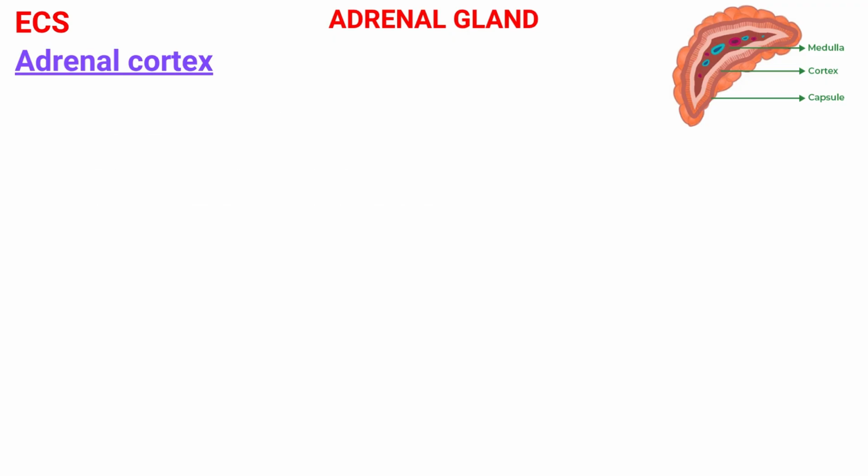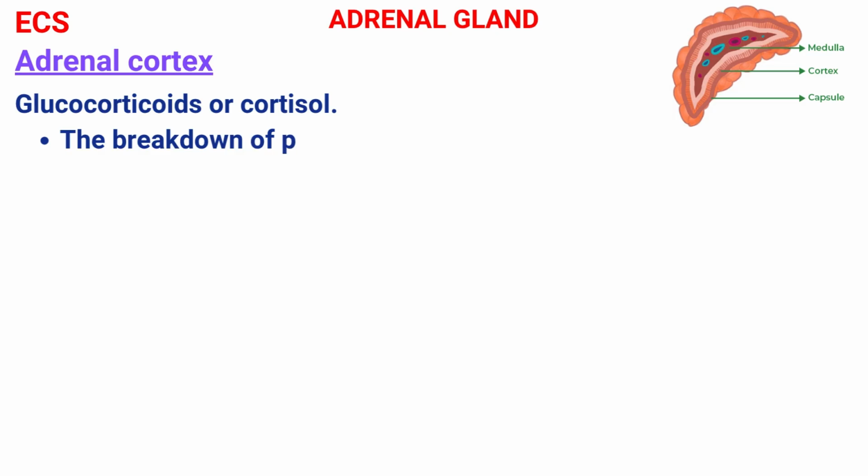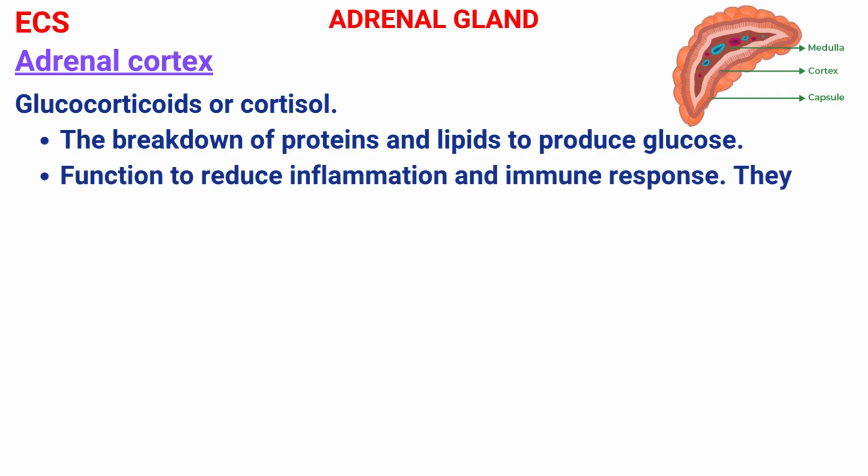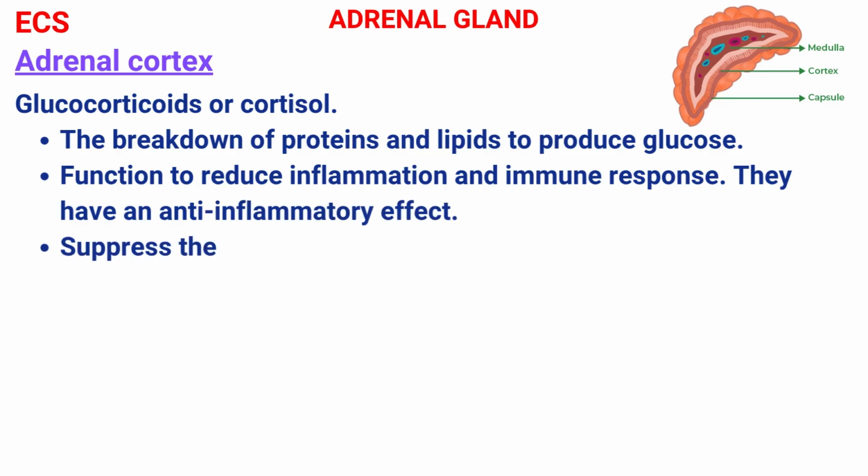So what are glucocorticoids or cortisol? They have many diverse functions, including the breakdown of proteins and lipids to produce glucose. They also function to reduce inflammation and immune response. They have an anti-inflammatory effect. They also suppress the immune system if secreted over a long time.